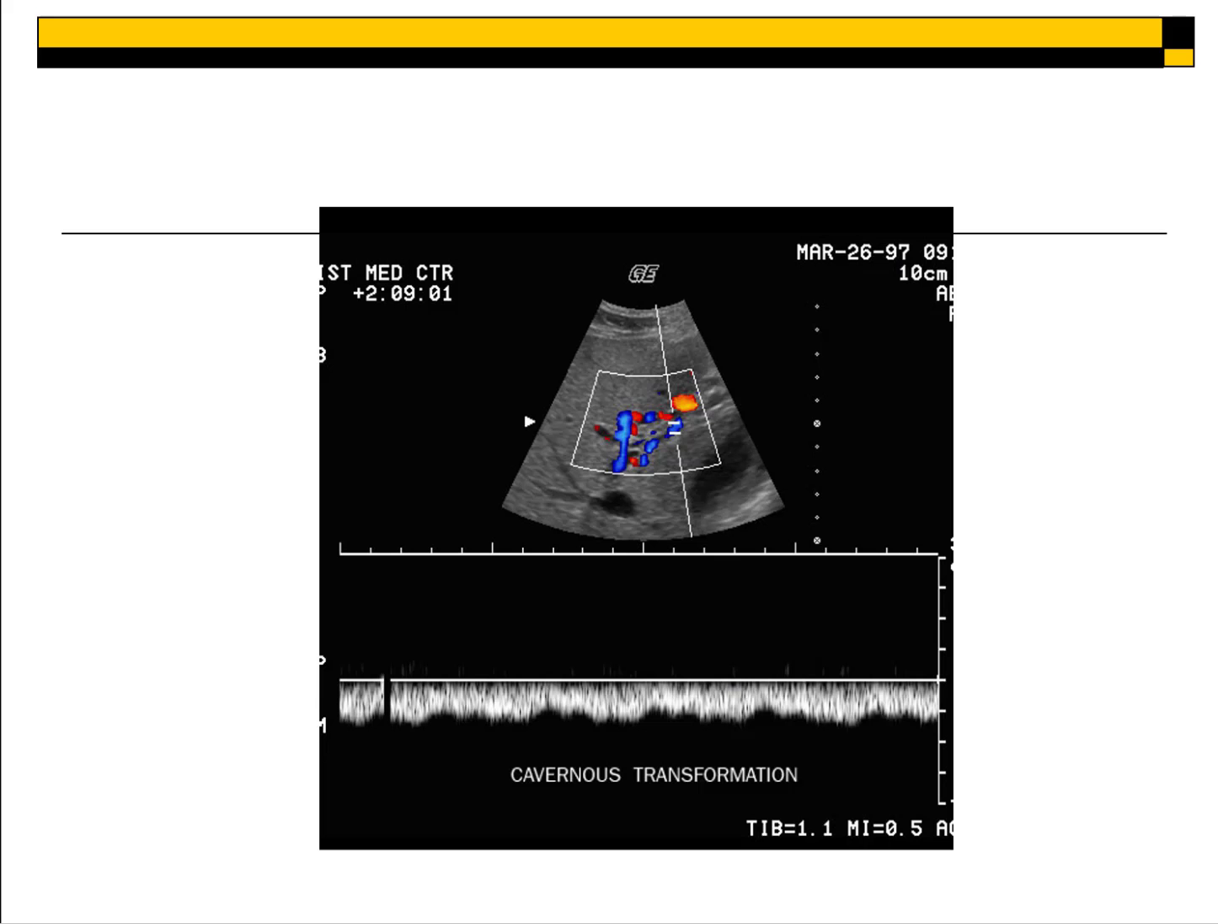Notice when we sample or do a Doppler waveform of one of the channels of the cavernous transformation, we're going to get a pretty typical portal venous waveform that we typically would see in the main portal vein. So this is what we'd expect to see when sampling our cavernous transformation channels.